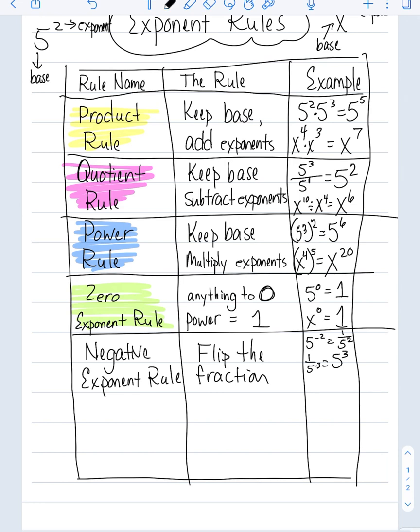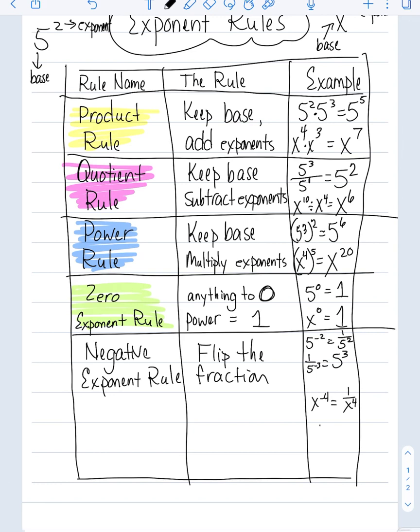Let's do the same thing with letters. Let's say I had x to the negative 4 power. Well, x is x over 1, so I'm going to flip it to be 1 over x. It's the reciprocal is what we call that in math. And the negative 4 power becomes the positive 4 power.